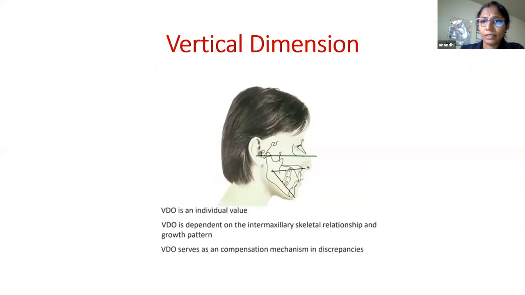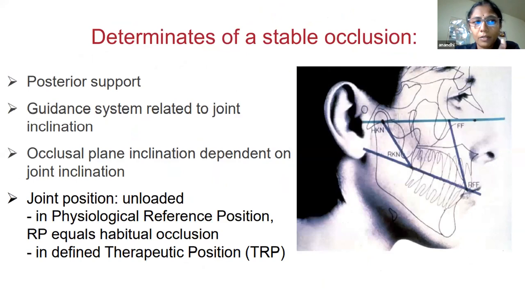So the next thing we talk about is the vertical dimension, because vertical dimension is of course very important, right? According to Slavicek, it's again an individual value, but this doesn't have to do really with the sagittal condylar inclination, but I just wanted to show you that I include that also when I do diagnosis and treatment plan. This is basically a small gist of occlusion on Slavicek, yeah? So we talked about posterior support, about guidance system related to joint inclination, which is the upper anterior incisors, the lingual concavity and the concavity of the canine, right? And then occlusal plane inclination and joint position in unloaded reference position is nothing but centric relation, yeah?